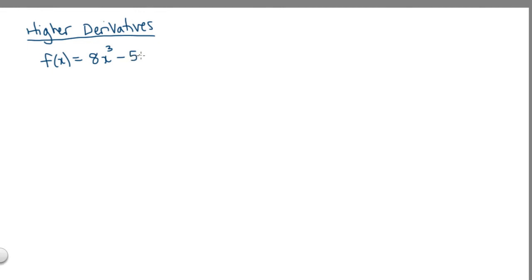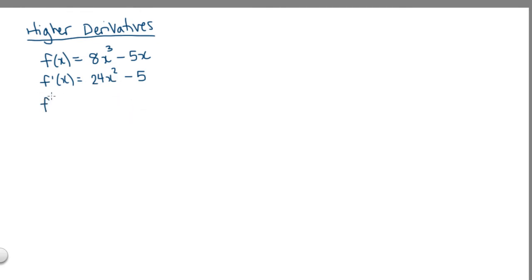Now to continue our discussion, we want to look for a second at the idea of higher derivatives. And then we can go on to a nice application. So let's say we take a function f of x, just a nice polynomial. Maybe it's 8x cubed minus 5x. And we know from our derivative rules that f prime of x is going to look like 24x squared minus 5. And we can continue taking derivatives.